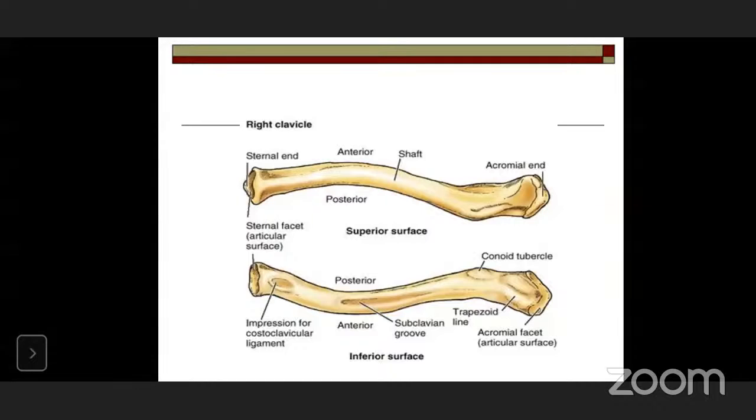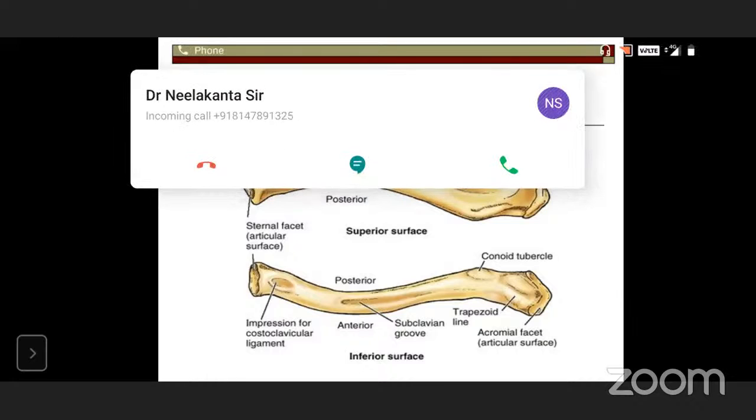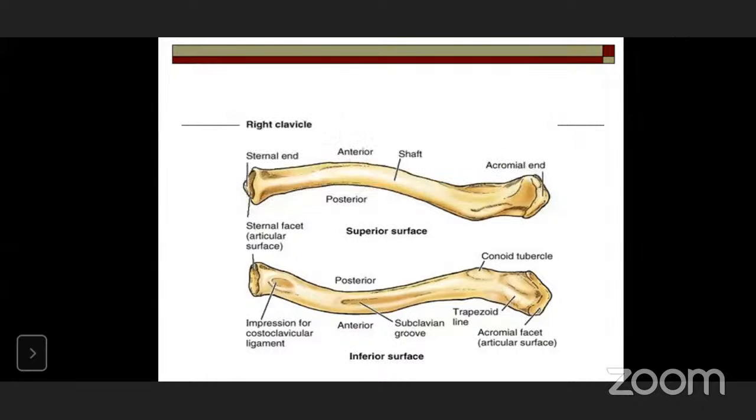It has two ends: the medial end, also called the sternal end, and the lateral end, called the acromial end. The part in between these two ends is called the shaft. The shaft has a medial two-third and a lateral one-third. The medial two-third is convex anteriorly, and the lateral one-third is concave anteriorly.